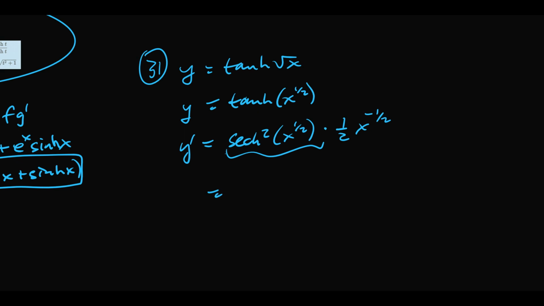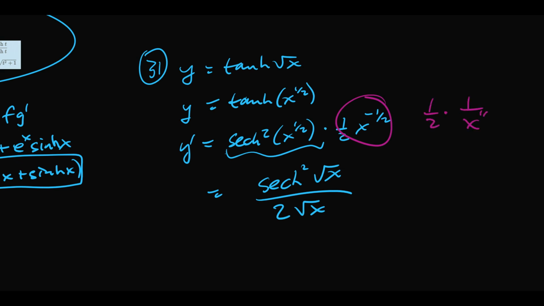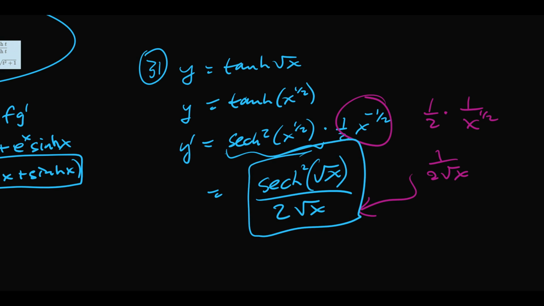And so we get hyperbolic secant squared of the square root of x over 2 square root of x, because this piece here is 1 over 2 times 1 over x to the 1/2 power, which ends up being 1 over 2 square root of x. And so there it is right there. Okay, don't cancel these, please. Please don't cancel those. It doesn't cancel because hyperbolic secant squared is of that. That wouldn't make any sense if you did that.